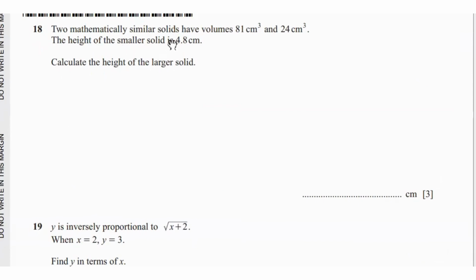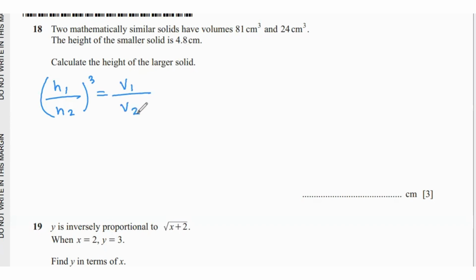Question 18 says two mathematically similar solids have volumes 81 centimeter cube and 24 centimeter cube. The height of the solids are measured. The height of the smaller solid is 4.8 centimeters. Calculate the height of the larger solid. So if they're mathematically similar and we're talking about volumes, the formula you need to remember is that height 1 over height 2, whole cube, equals volume 1 over volume 2.